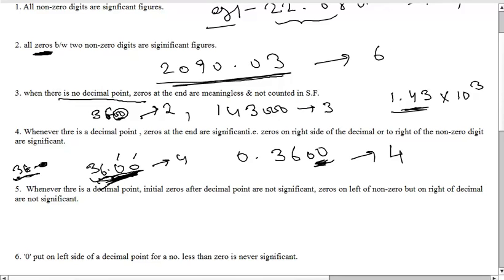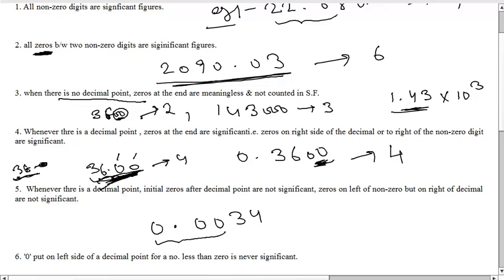Then let us come to the next point, point number 5. Whenever there is a decimal point, initial zeros after the decimal point are not significant. That is, zeros on the left of the non-zero but on the right hand side of the decimal are not significant. Let us see an example of this one. Say if this is 0.0034, then guys, these three zeros are not significant.